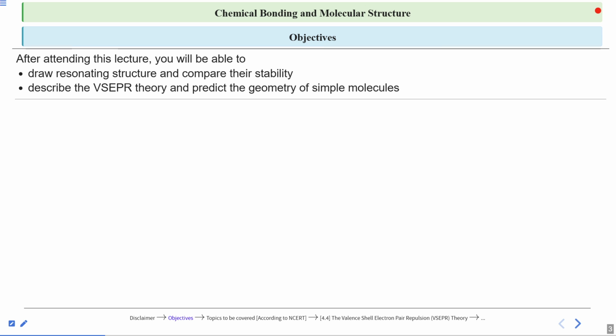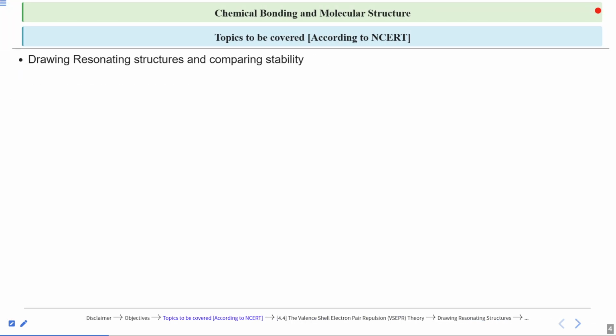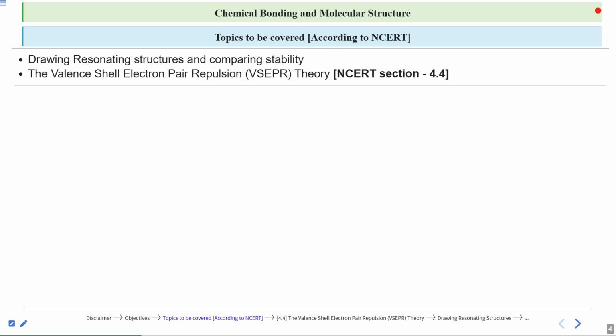Then we will cover the VSEPR theory. I will focus mainly on the postulates today. I will not use it to predict the shapes, but I will try to explain the basics behind VSEPR. So how does VSEPR work, and what are the assumptions VSEPR theory makes to predict the geometry. According to the NCERT, we are doing the part of drawing resonating structures and comparing stability, and in the VSEPR theory we are covering NCERT section 4.4.